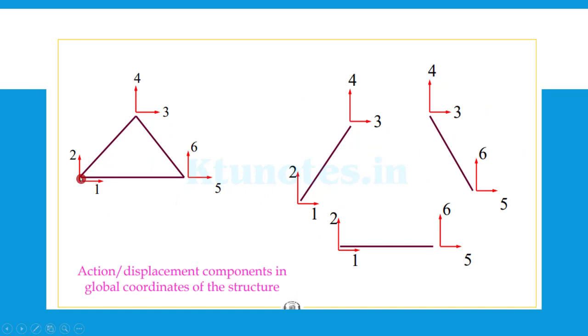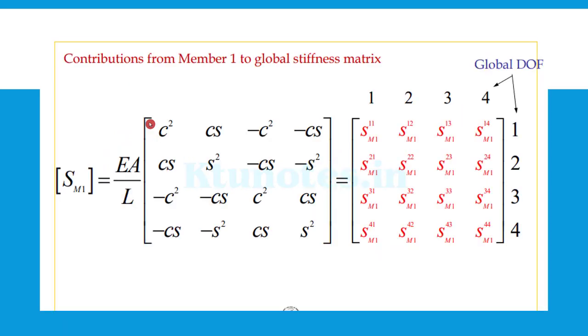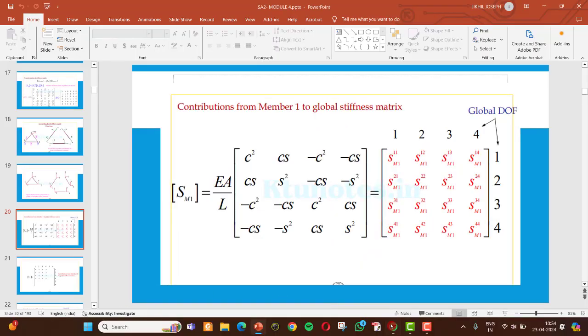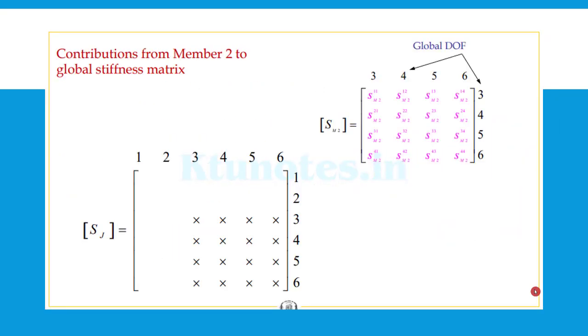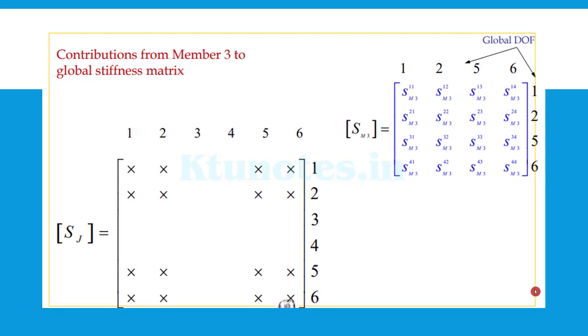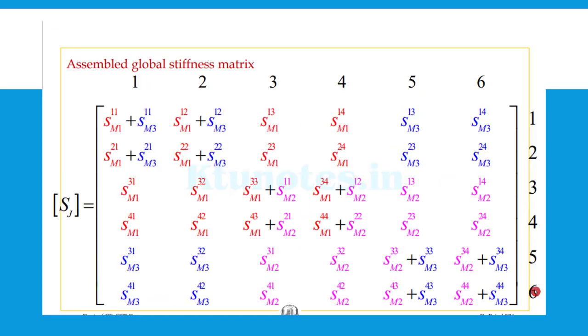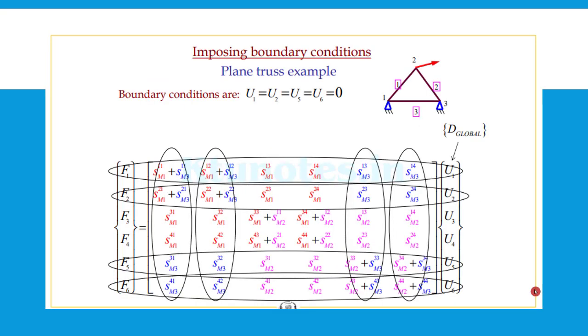Okay, so in the global coordinate, we have 1, 2, 3, 4, 5, 6. So this value will be 0, U1, U2 0, as well as 5 and 6 will be 0. There will be some deflection in the top. Okay, so this will be the contribution of the member 1 to the global stiffness matrix. And assembling total, you'll get the complete global stiffness matrix for the truss.